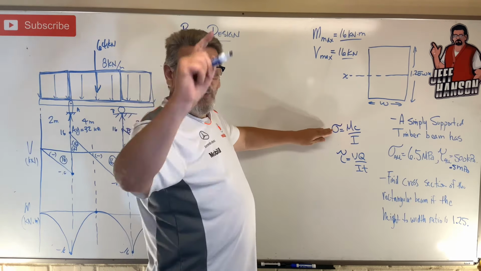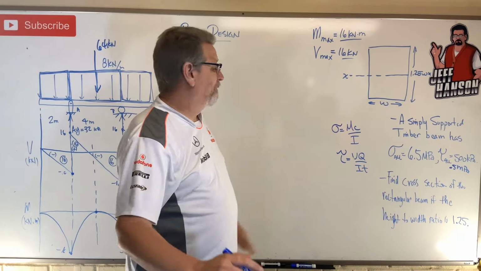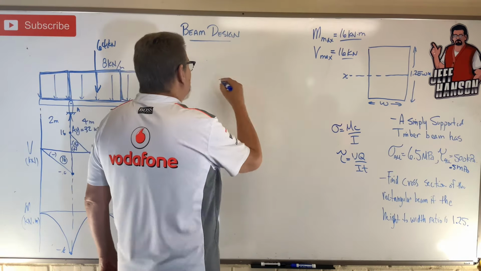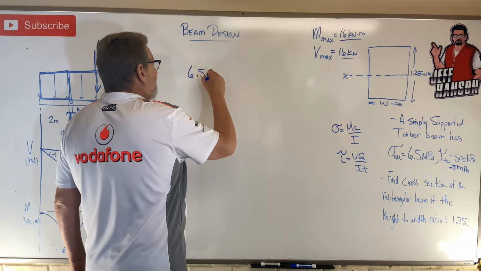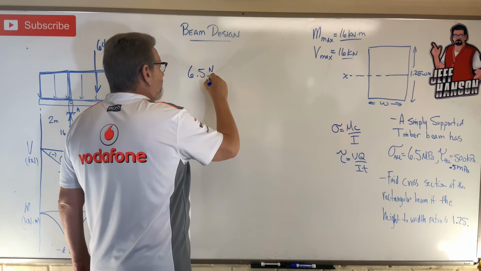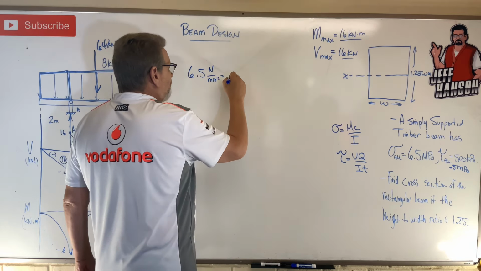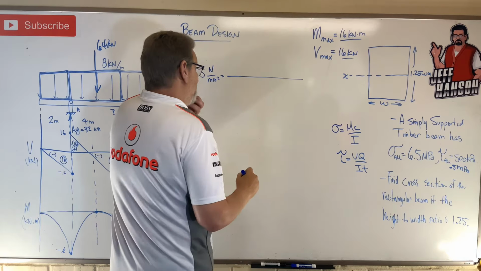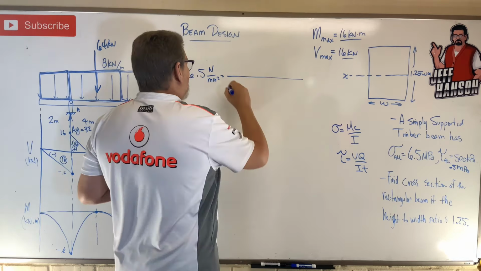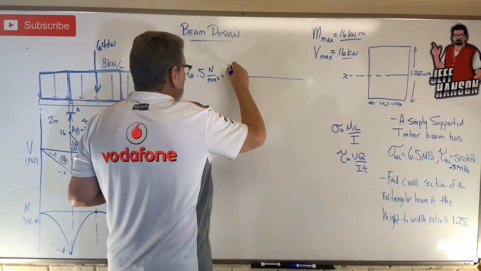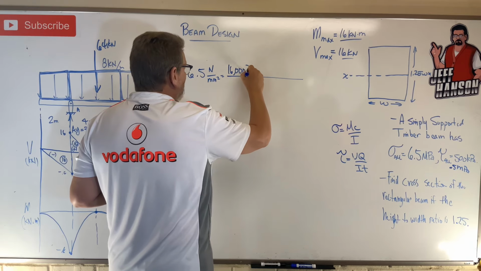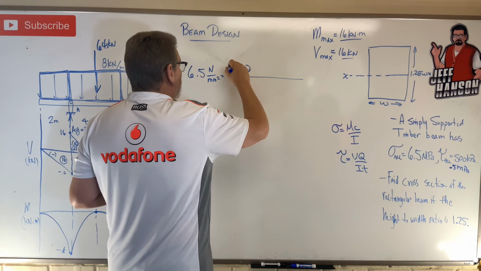Now, watch your units, please, people, please. All right, here we go. 6.5 megapascals, which is newtons over millimeter squared, is equal to M. I know M, there it is. But that's kilonewtons, so I'm going to do this, 16,000, and I'll put a little N for newtons right there.